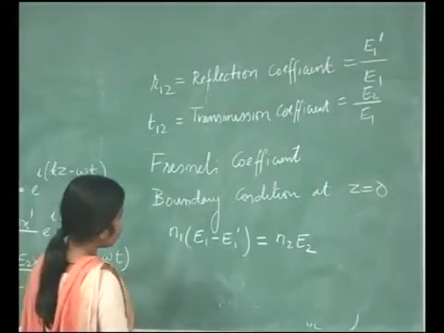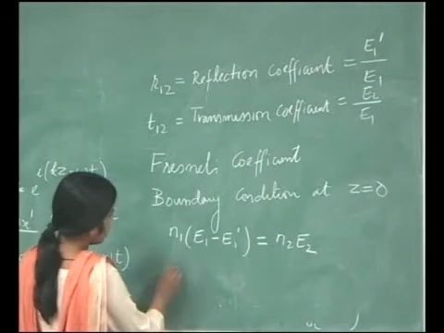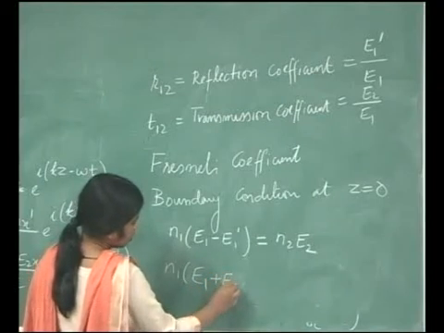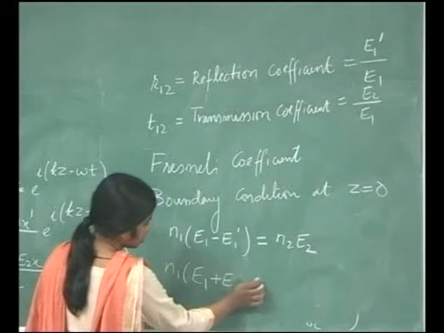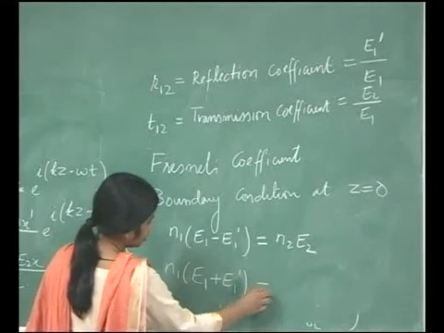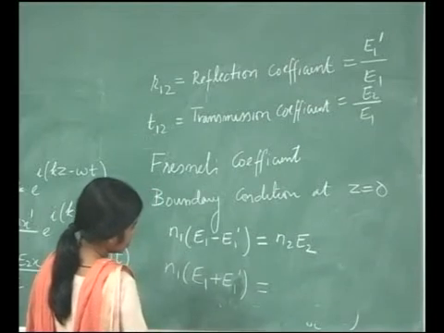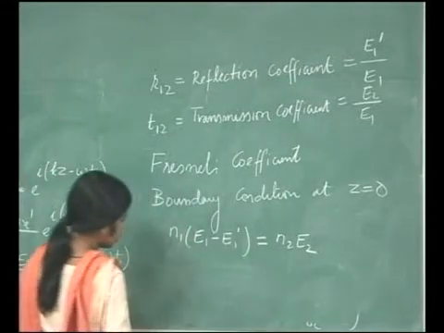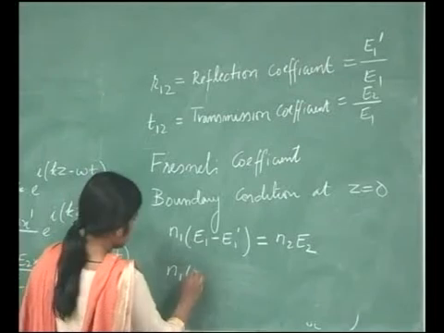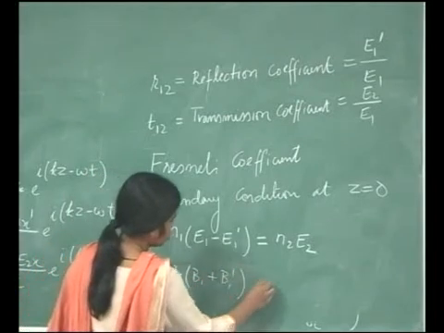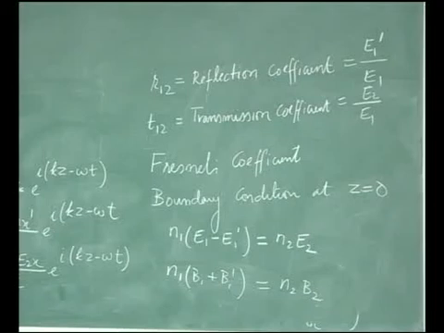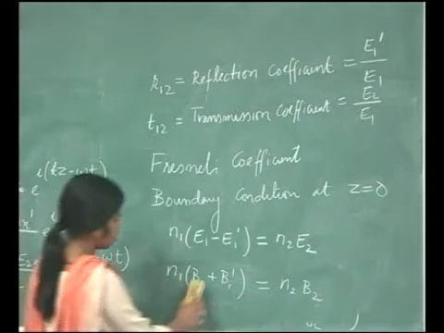And also I can write that N1 E1 plus E1 dash should be equal to, sorry, this is on H. I can write that N1 B1 plus B1 dash should be equal to N2 B2, or we can write H here because we have written H.